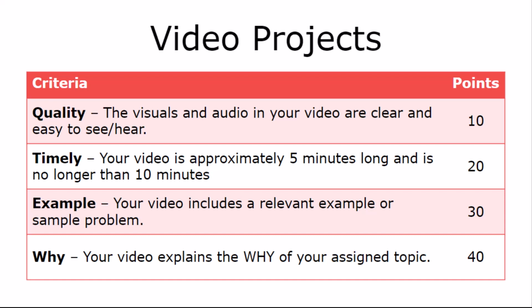But that's how this video would meet the criteria on the rubric. So if you have any questions, let me know, and I hope that this was helpful for you.